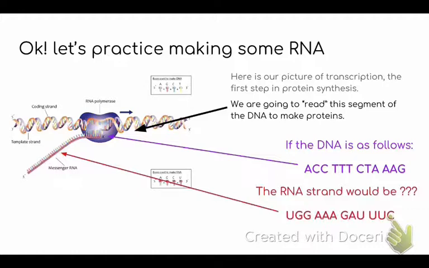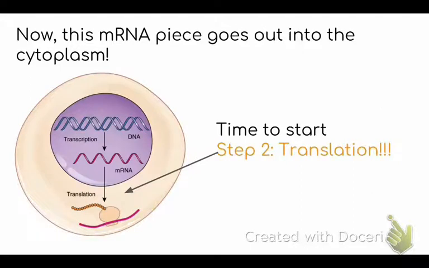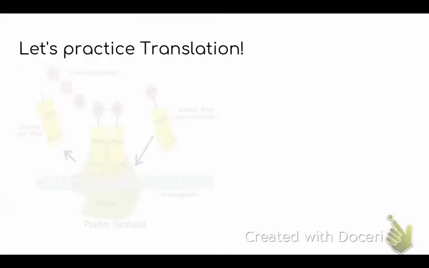Okay, hopefully you were able to figure it out. Our piece of mRNA would be UGG, AAA, GAU, UUC, because those are the bases that would bond, right? That whole idea of complementarity, those are the bases that would bond to the DNA. All right, perfect. So now this mRNA piece has the information from the DNA and it goes out into the cytoplasm where it finds a ribosome, right? This is where we start translation. So let's practice translation.